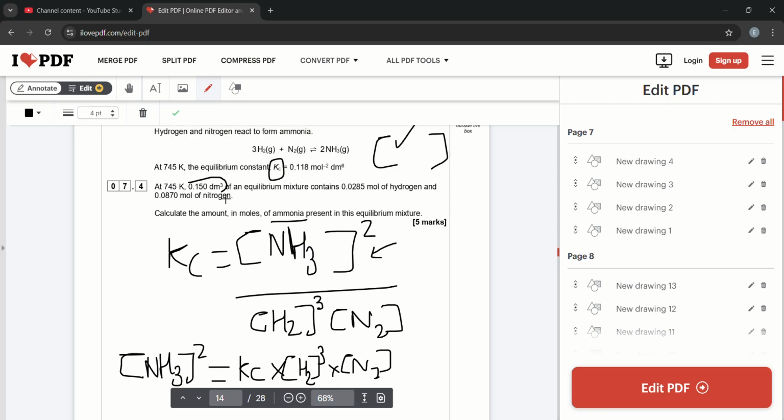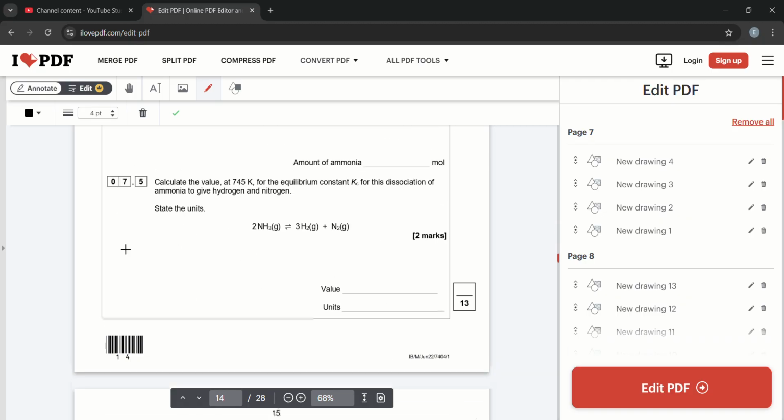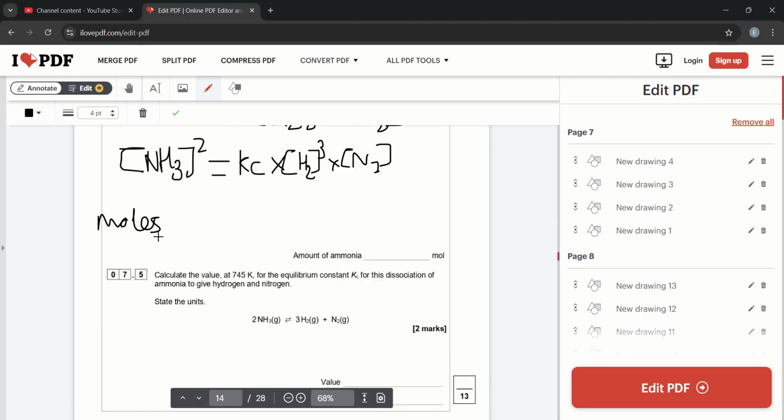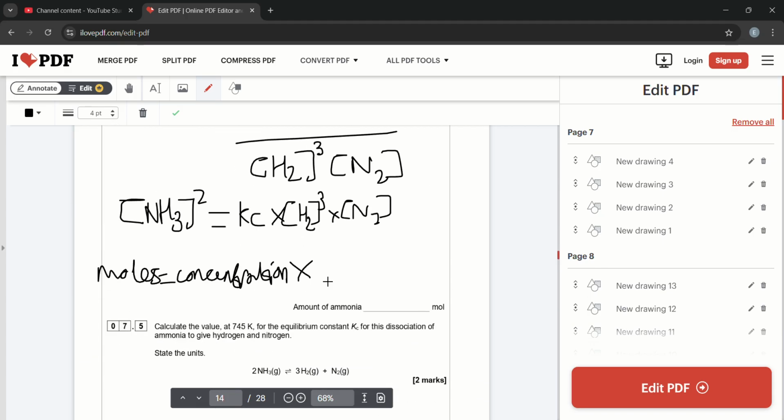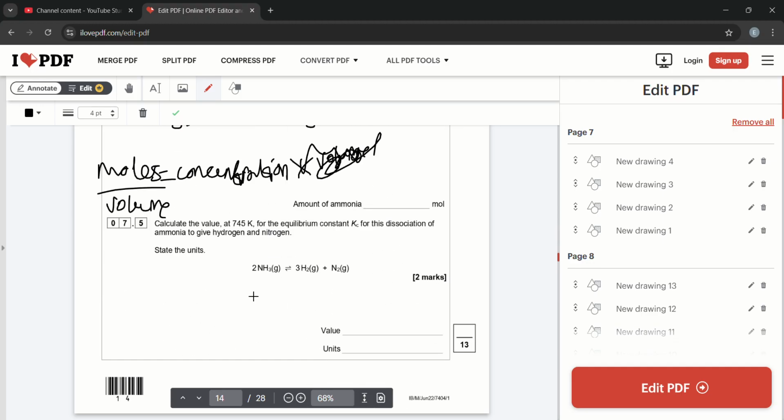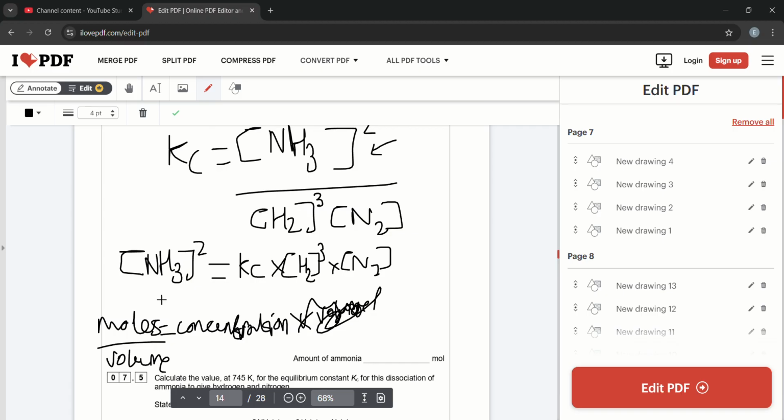We know this is the volume of the equilibrium mixture. It's already given us the correct units, and now we need a bit of thinking. We've got the equilibrium moles of hydrogen and nitrogen. We know, or we should know, moles is equal to concentration times volume. Therefore, concentration is moles divided by volume. That's what we're trying to find out. We need to find the concentration of ammonia first, so we can't just work out the equilibrium moles directly.